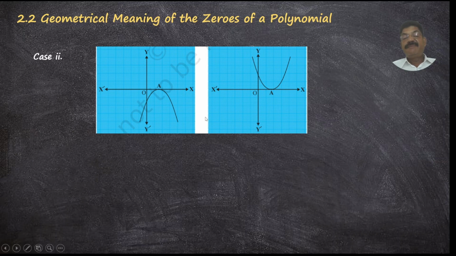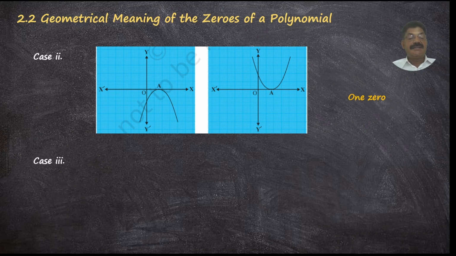In both the diagrams, the parabola touches the x-axis at exactly 1 point. Here it touches, here also it touches, but here the parabola is downwards, here the parabola is upwards. Therefore, in this case, the number of zeros is only 1.